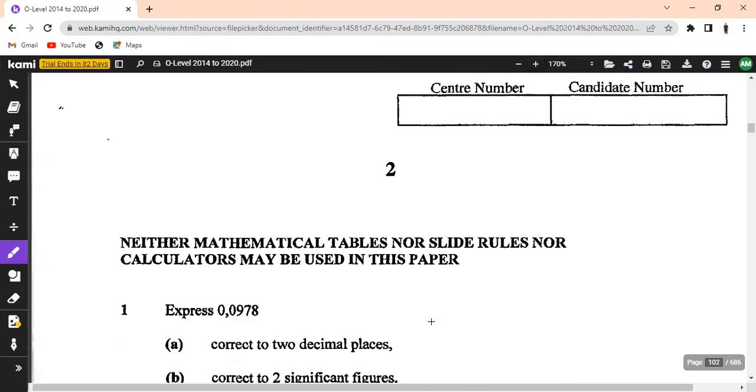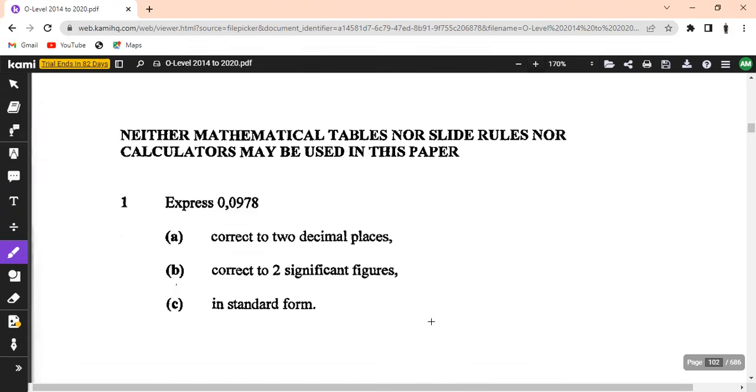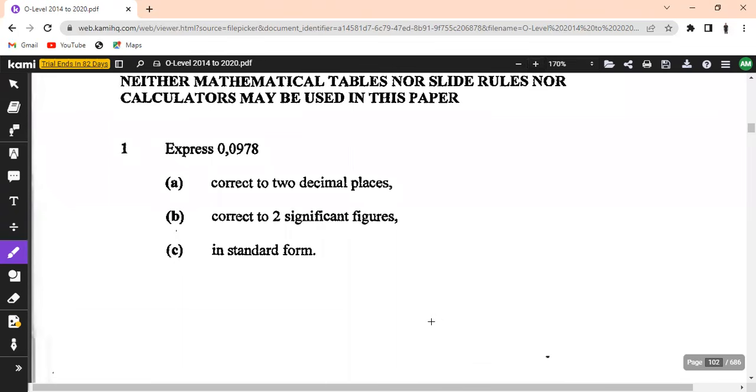All right, so as we know, guys, this is paper 1. No calculators are allowed here, which means you're supposed to use your own calculations without a calculator. No tables, no calculators. All right, so the first part, on question number 1, we are given the number 0,0978 to express correct to 2 decimal places. That is the first part, 2 decimal places.